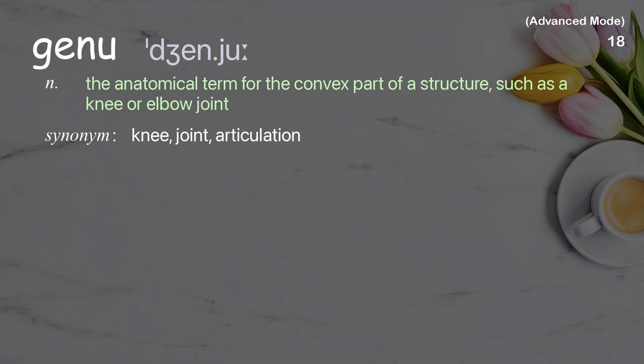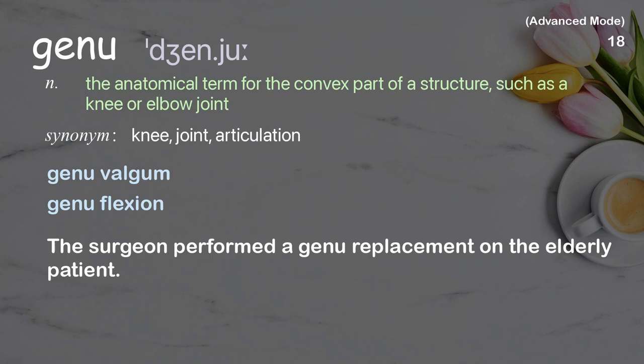Genu. The anatomical term for the convex part of a structure, such as a knee or elbow joint. Examples: Genu valgum. Genuflection. The surgeon performed a genu replacement on the elderly patient.